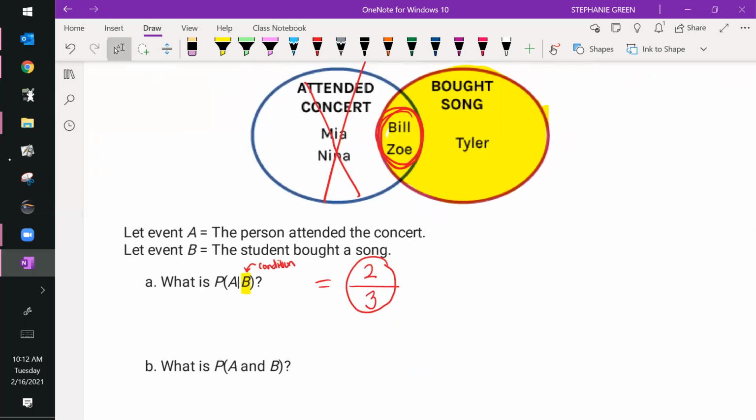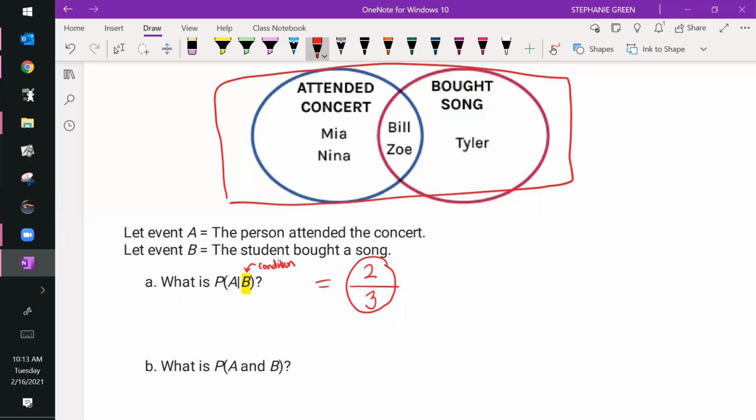So the next thing they want to just double check that we're not confused. What is the probability of A and B? There's no condition here. So now instead of just looking at the highlighted part, I'm back to looking at the entire Venn diagram. So my total is once again 5. And A and B is A intersect B. So we're looking at these 2, the same 2 we were looking at in the conditional probability, but now it's out of all 5. 2 out of 5.